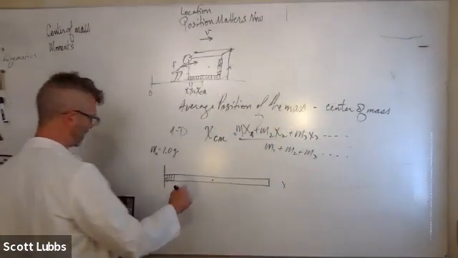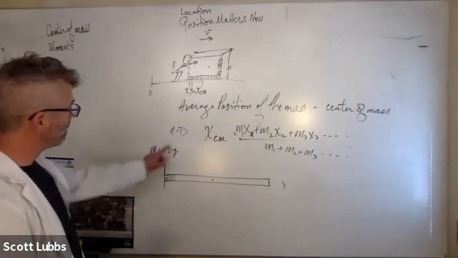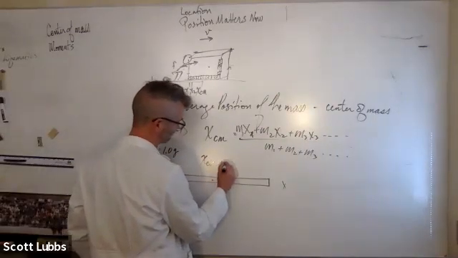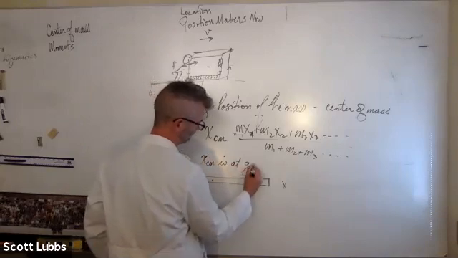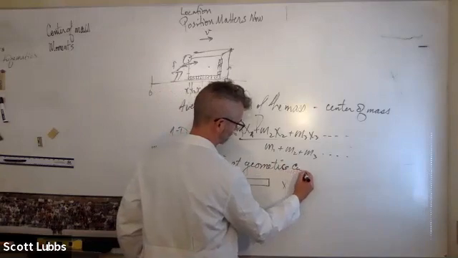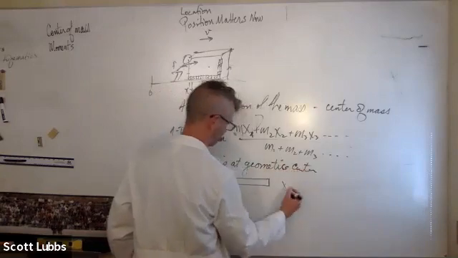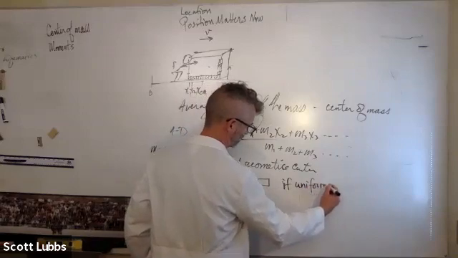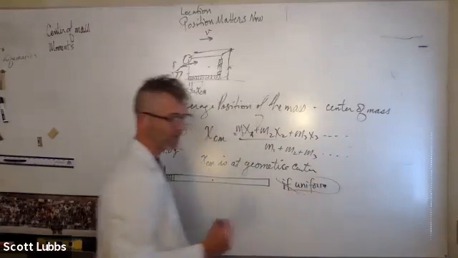What does that tell me? If I have a nice uniform bar, all of them are the same. The location of the center of mass is at the geometric center, if uniform. This is a huge piece of that.